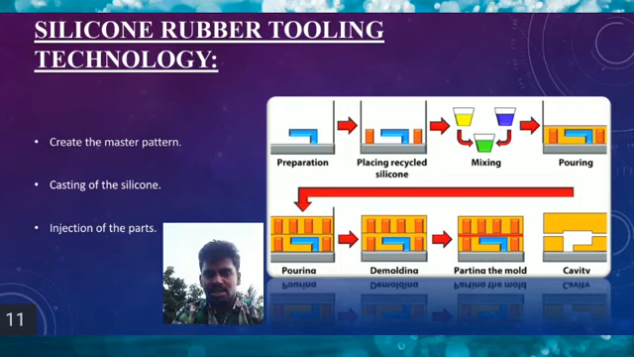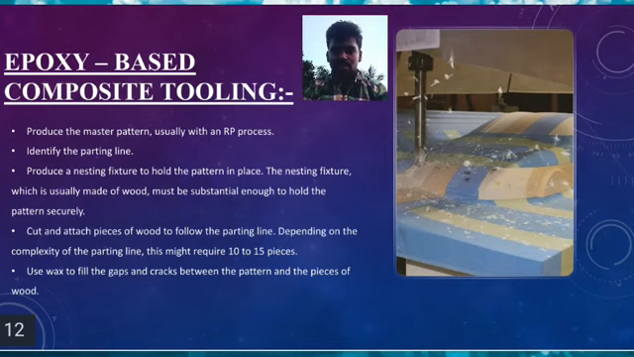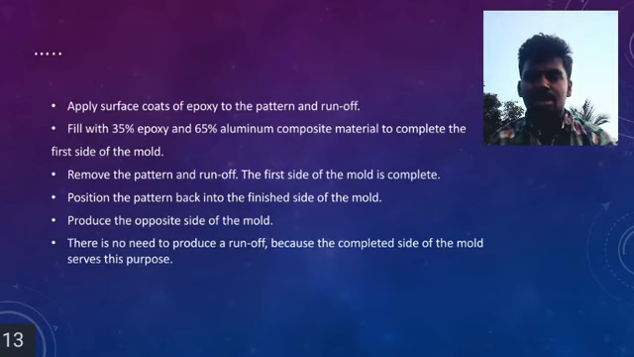Epoxy-based composite tooling. Produce the master pattern, usually with a rapid prototyping process. Identifying the potting line, produce a nesting fixture to hold the pattern in place, which is usually made of wood and must be substantial enough to hold the pattern securely. Cut and attach pieces of wood to follow the potting line. Depending upon the pattern, it might require 10 to 15 pieces. Use wax to fill the gaps and cracks between the pattern and the pieces of wood. Fill with 35% epoxy and 65% aluminum composite material to complete the first side of the mold.